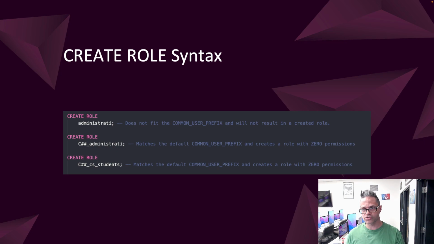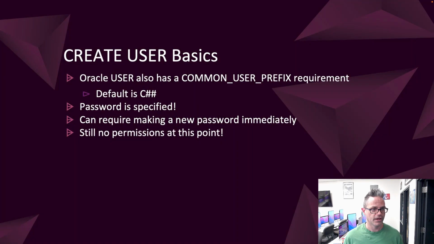I create the roles first, and that's the first thing you're going to do. Then you would create your users themselves. We're just doing the basics here, not going into detail. A user also has a common user prefix requirement, so again it's that C## that goes along with it. You need to specify the password for that user, and you can make it so they have to immediately create a brand new password. That can be defined inside the create user statement. There are still no permissions granted at this point. This is just creating the role itself and the user itself.